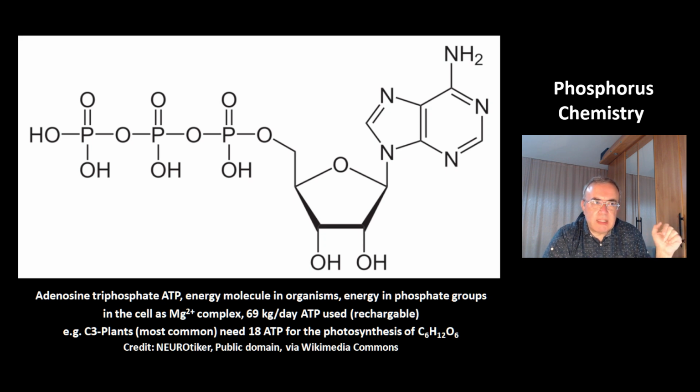At the bottom, this is an example of how this ATP molecule is used. That's in C3 plants. These are the most common types of photosynthesis. They are called C3 because they need 3 ATP molecules for the assimilation of one carbon dioxide, one C1 molecule. So for the production of one molecule glucose, C6H12O6, the C3 plants need 18 ATP molecules.